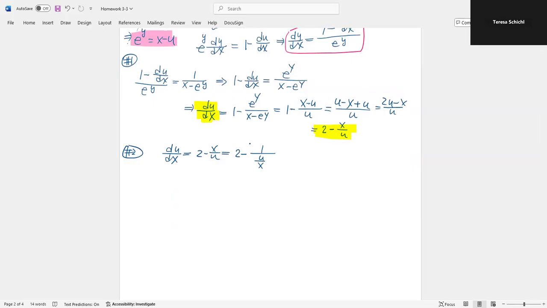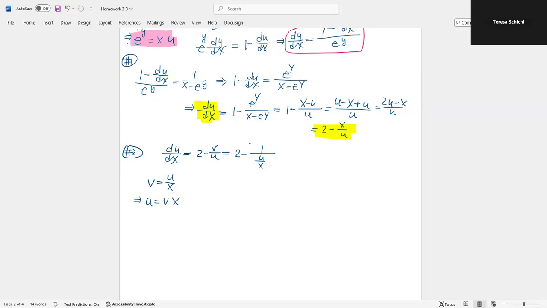Now I will set another substitution. Let's say v is equal to u over x. So now I can say u is equal to v times x. Right now my goal is to try to replace du/dx with dv/dx.